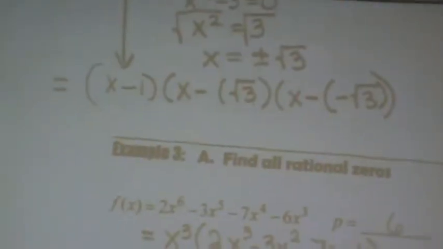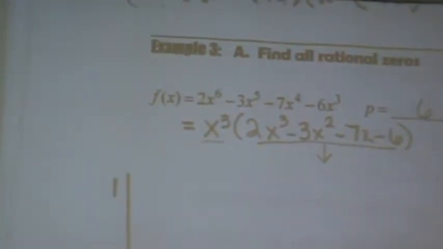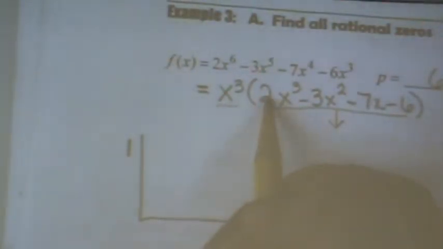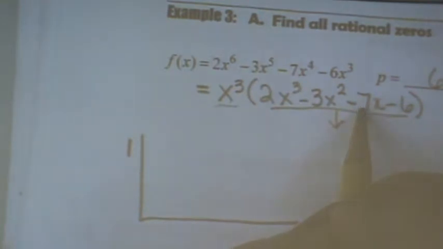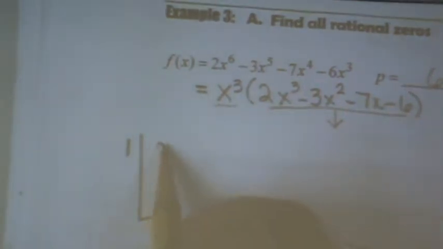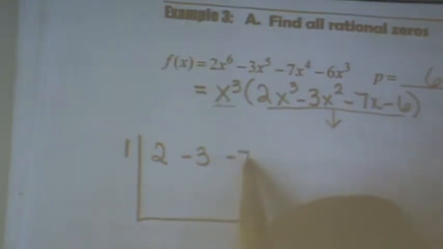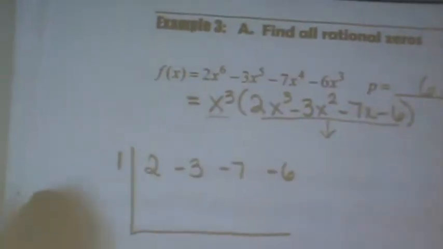So let's try, for example, 3. I always start with 1. And you may want to write small in case you end up having to test a lot of numbers. But you're going to use these numbers, 2, negative 3, negative 7, and negative 6. I'll make this a little smaller.